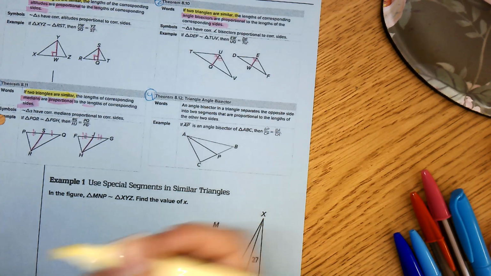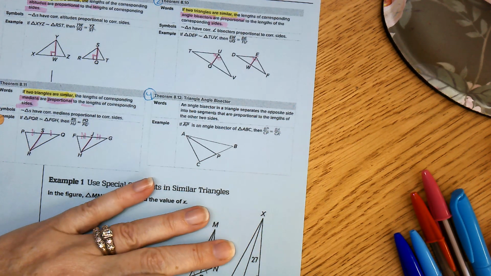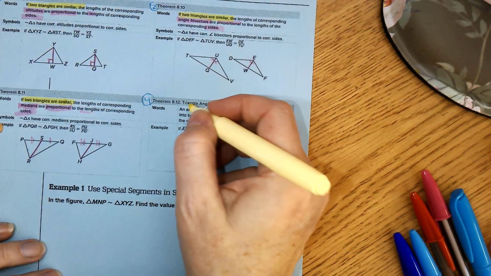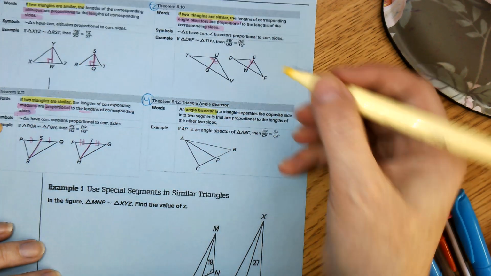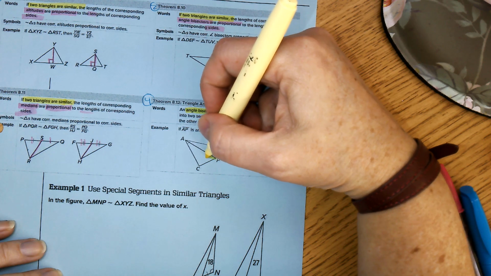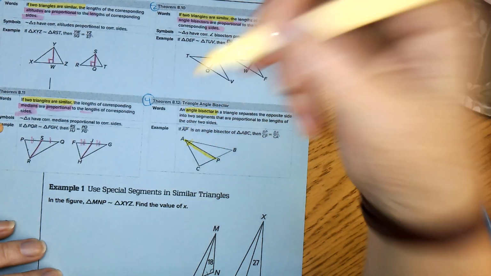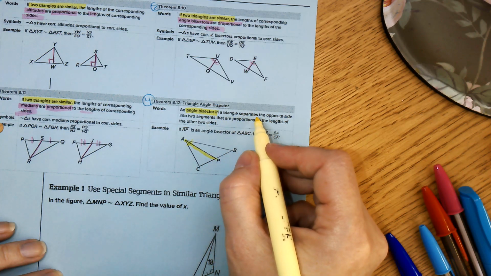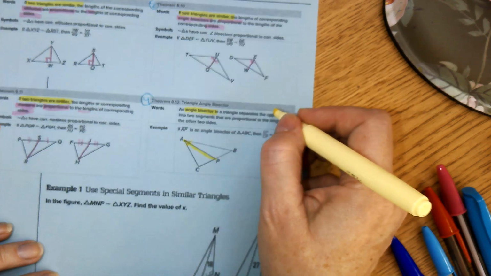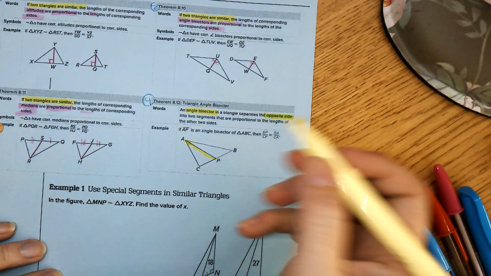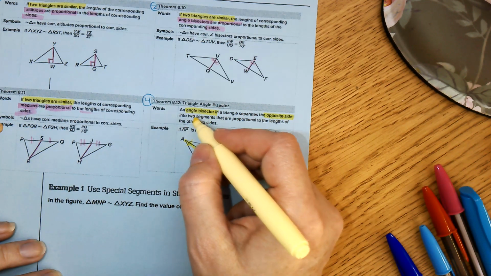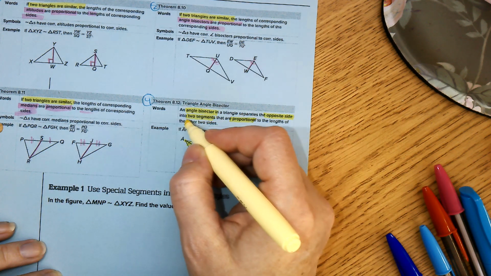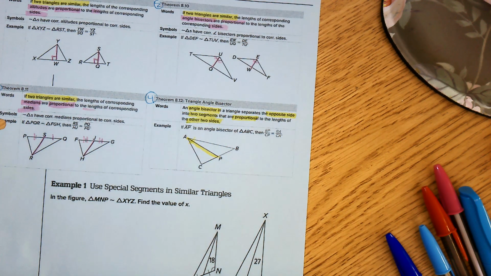And then we have, this starts out a little different. An angle bisector, we just talked about an angle bisector, it's going to bisect that angle perfectly. In a triangle, it separates the opposite side into 2 segments that are proportional to the lengths of the other 2 sides. There it is.